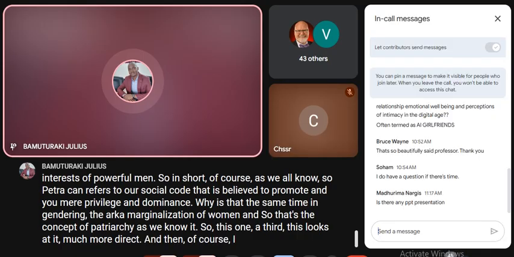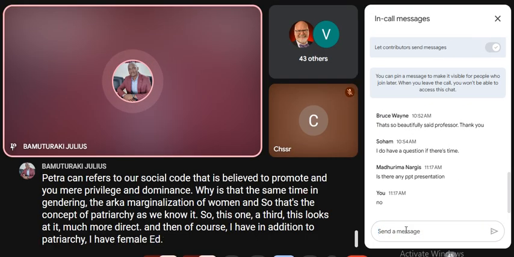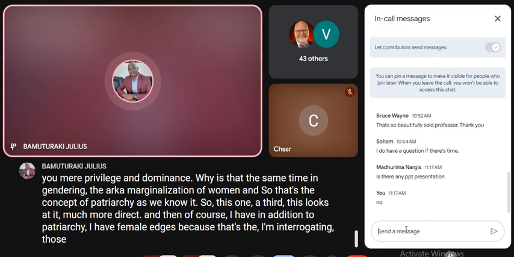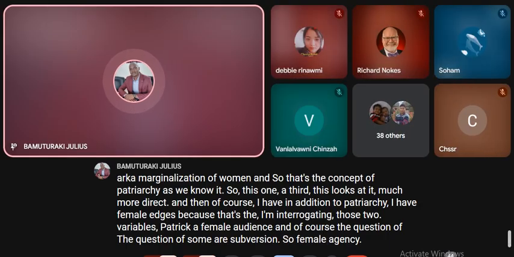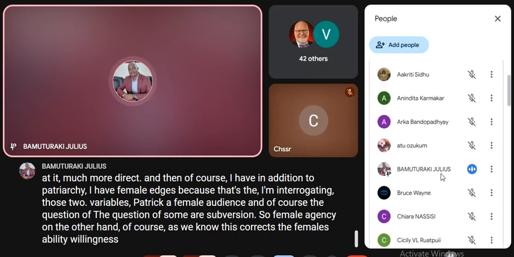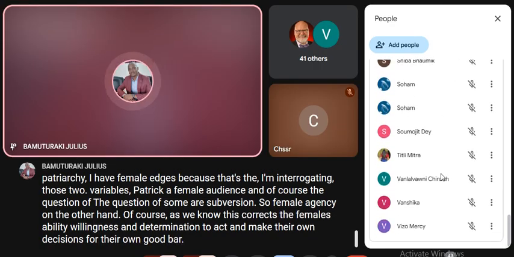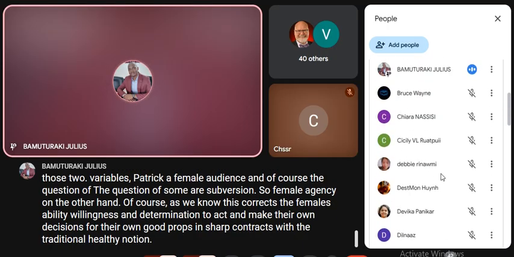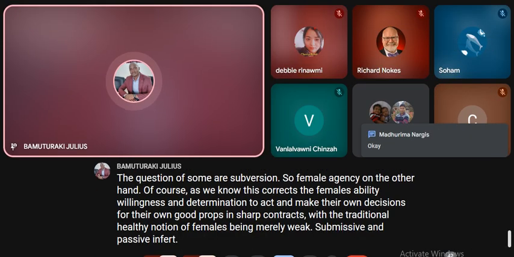Then, in addition to patriarchy, I have female agency, because I'm interrogating those two variables: patriarchy, female agency, and of course the question of subversion. So female agency, on the other hand, as we know, basically refers to a female's ability, willingness, and determination to act and make their own decisions for their own good, perhaps in sharp contrast with the traditionally held notion of females being merely weak, submissive, and passive in patriarchal African societies.